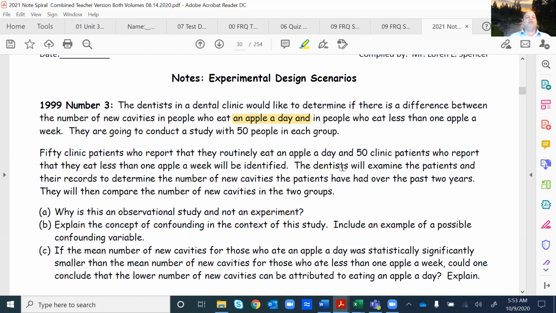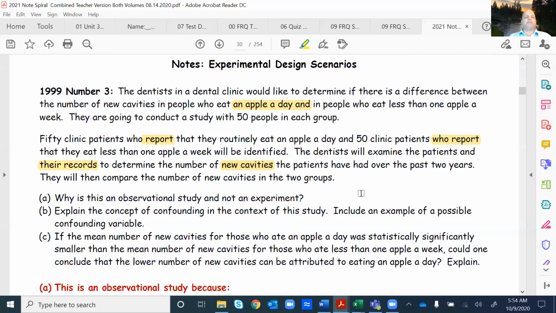So 50 clinic patients who report that they routinely eat an apple a day, they're reporting. So if they're reporting, this makes this an observational study because they're already doing it. They didn't make them eat an apple a day. And 50 clinic patients who report they eat less than one a week will be identified. The dentist will examine the patients and their records. So now we have medical records to determine the number of new cavities the patients have had over the past 2 years. So my response variable is cavities, all right?